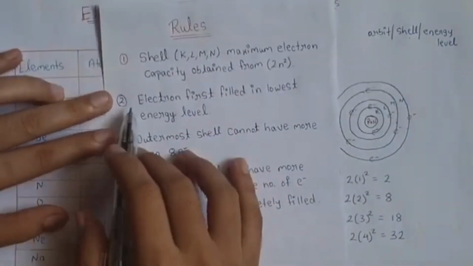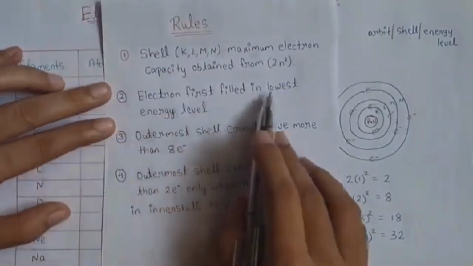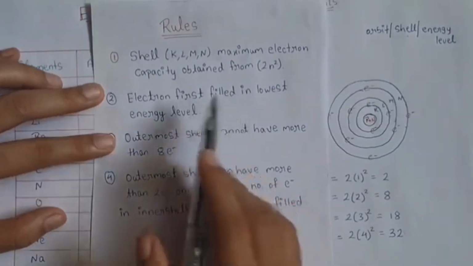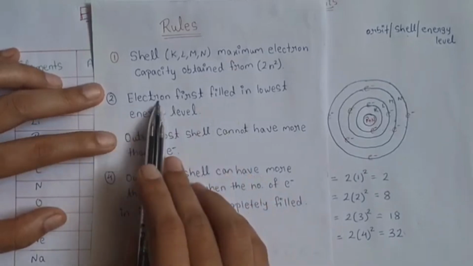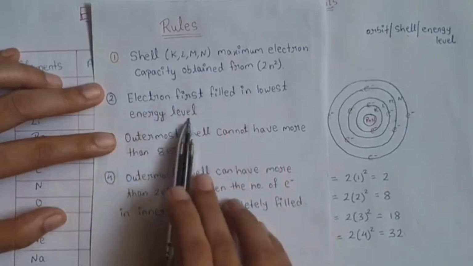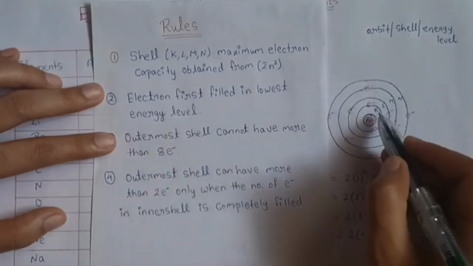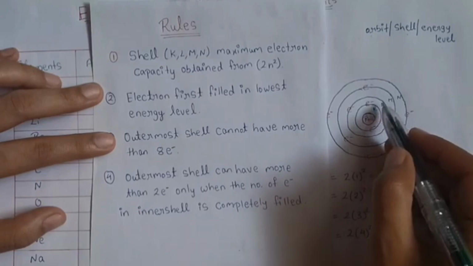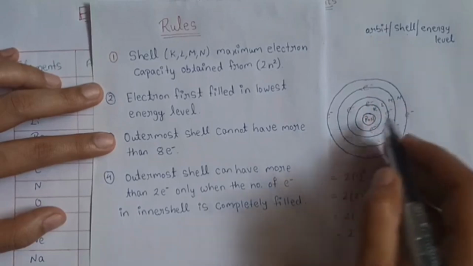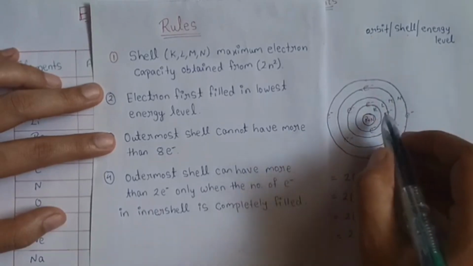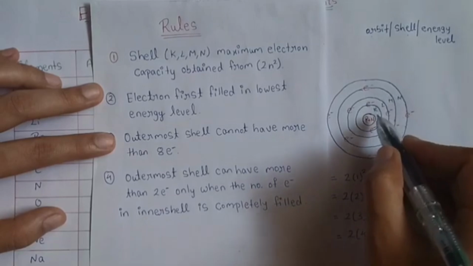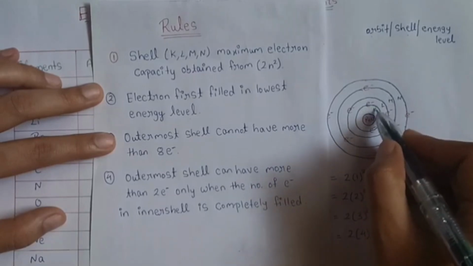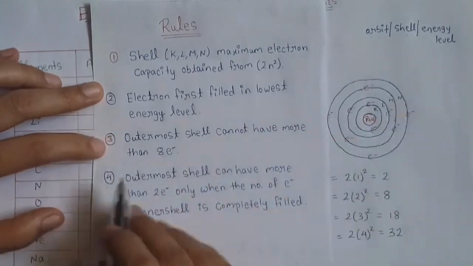Now the second rule: electrons are first filled in the lowest energy level. This rule states that electrons are first filled in the shell closest to the nucleus, that is the K shell. The first electrons should start from the K shell, then L, then M, then N. It's not that you can start from the last shell or anywhere you want; you should start filling the electrons from the lowest energy level.